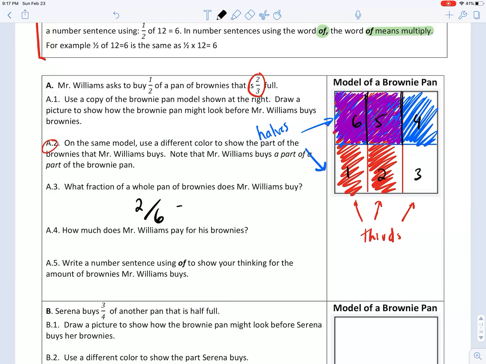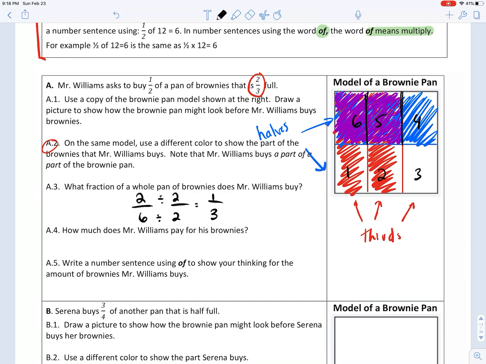And of course, we like to simplify. Let me rewrite this fraction here. So 2/6, and we're going to simplify by dividing by 2. So it looks like Mr. Williams buys 1/3 of a whole brownie pan.